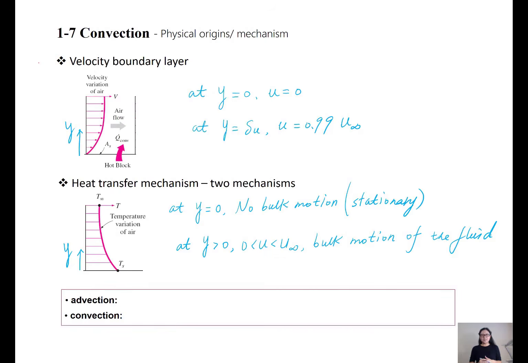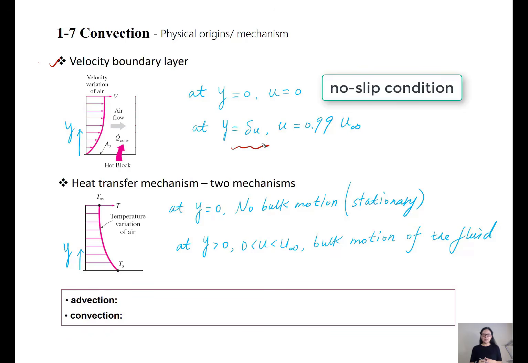Now let's look at convection. First, let's review the concept of velocity boundary layer. We know at y is 0, u is 0 due to viscous effect. We call it non-slip condition. At y is delta u, here delta u represents velocity boundary layer thickness, velocity reaches 99% of the free stream velocity.